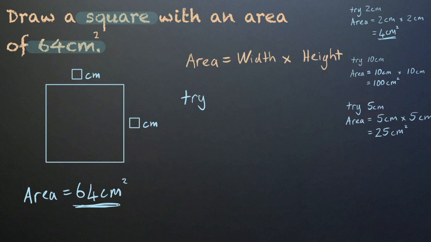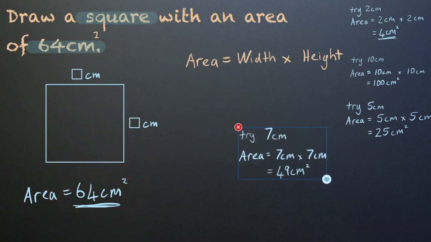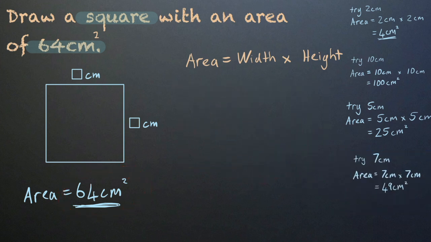Let's try 7. So if it was 7 centimeters, our area would be equal to 7 centimeters times 7 centimeters, which is equal to 7 times 7 is 49 centimeters squared. And then we're still too small. So let's go one number bigger. Try, let's say 8 centimeters this time, one bigger.